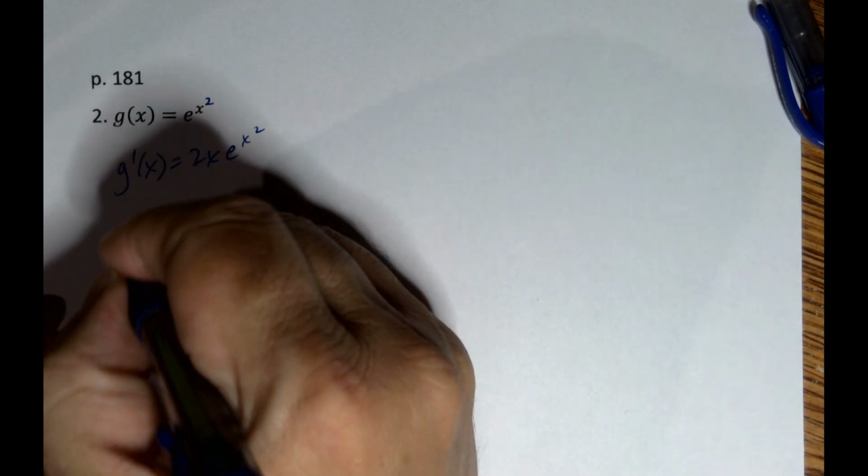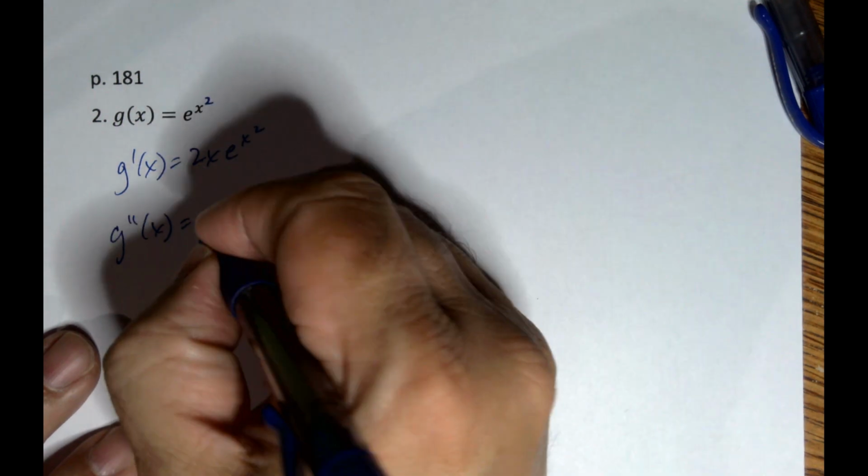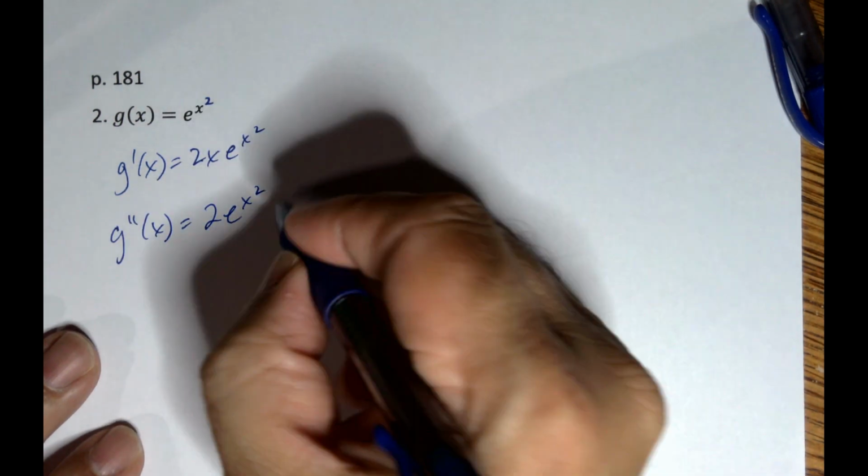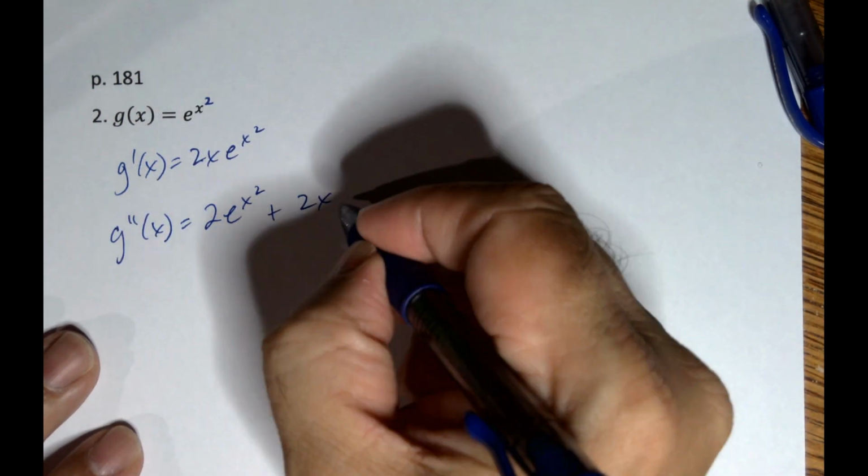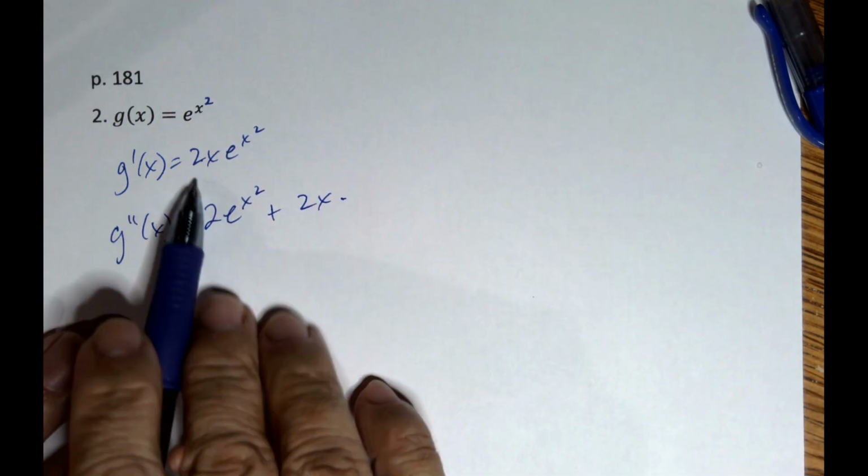When I take the second derivative, I have to use product rule, because now it's 2x times e to the x squared. So take the derivative of 2x, which is 2, keep the e to the x squared constant, plus 2x times the derivative of e to the x squared. I just copied that, because that's what it was.